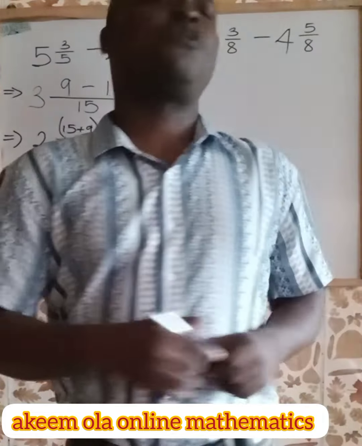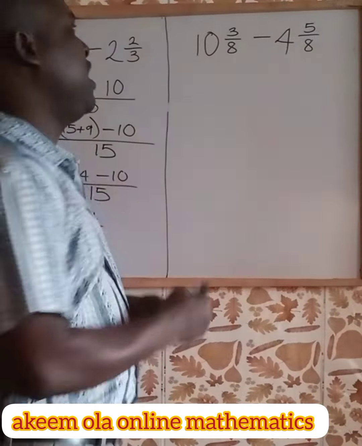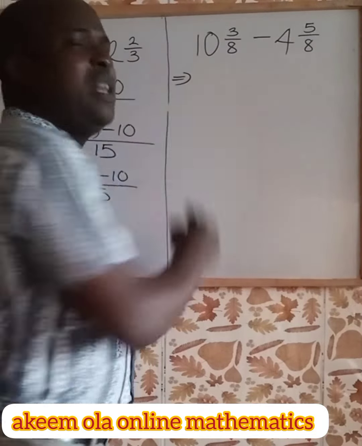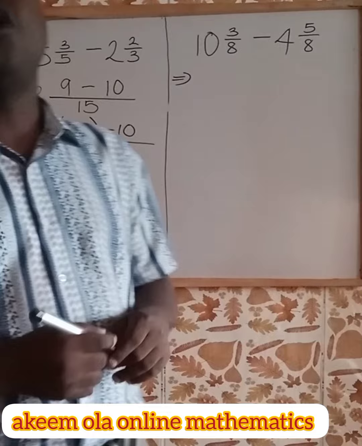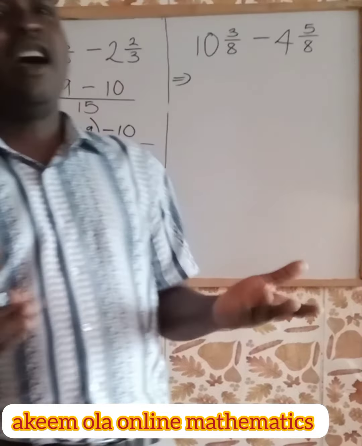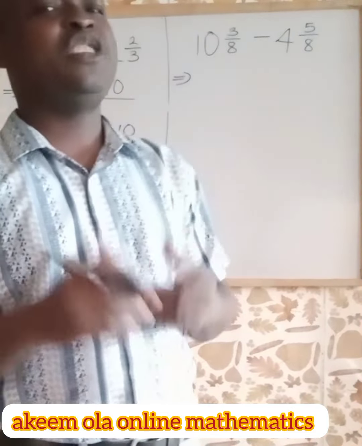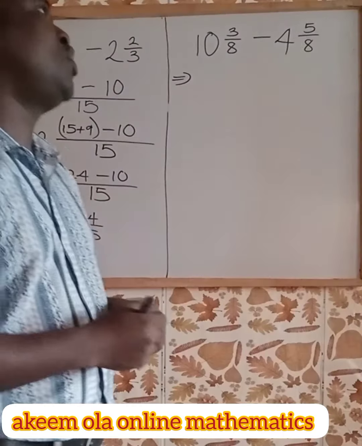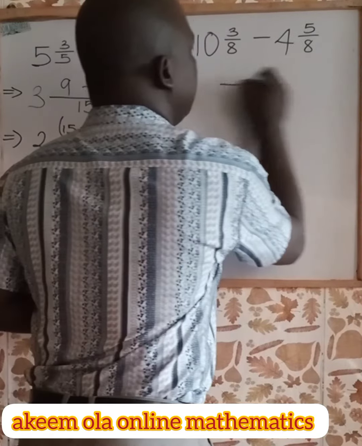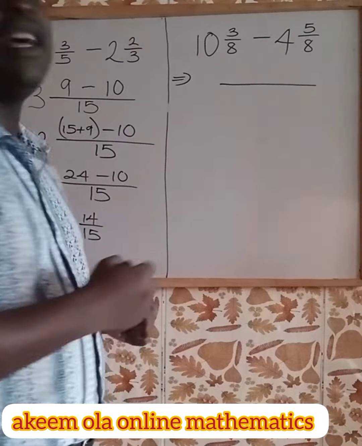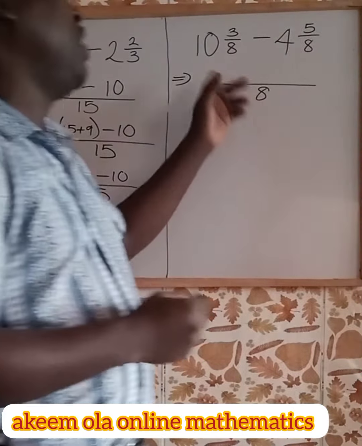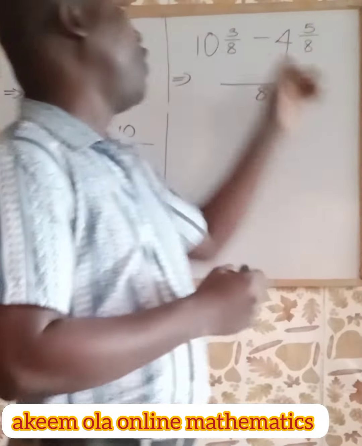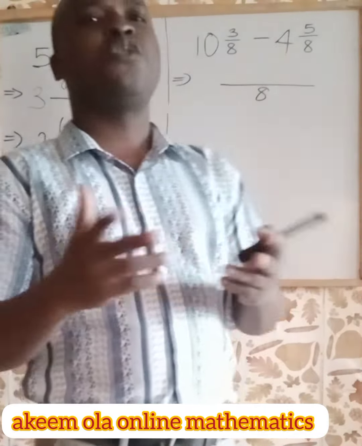Let's look at the second question here. We are given another question that is similar to the first one we solved. We have here 10 whole number 3 all over 8 minus 4 whole number 5 all over 8. How do we go about solving it? We are still going to use the same method with the first one we solved. The first thing, we rule a line. Then the LCM of 8 and 8, of course that is 8. We have our 8. Then this one will give us 10 minus 4. 10 minus 4 will of course give us 6.